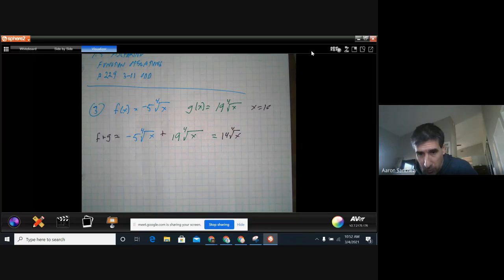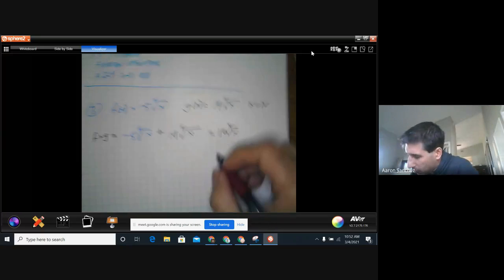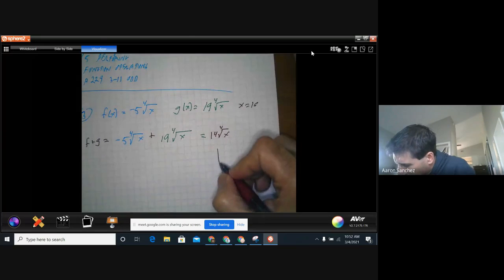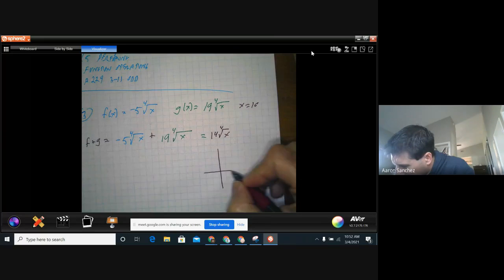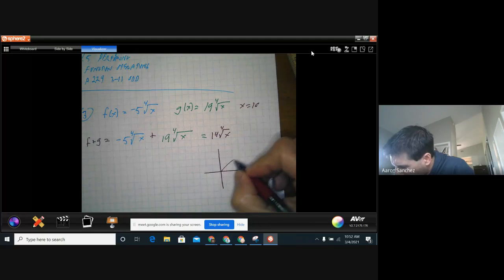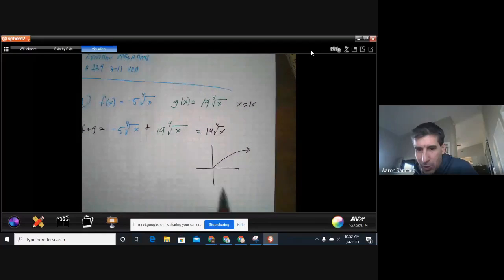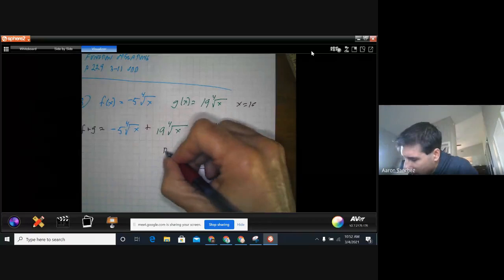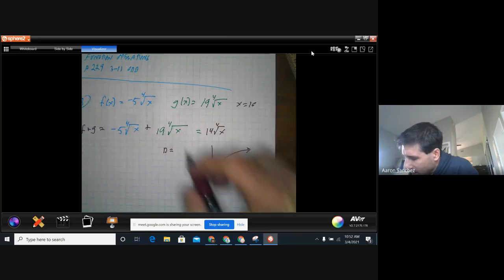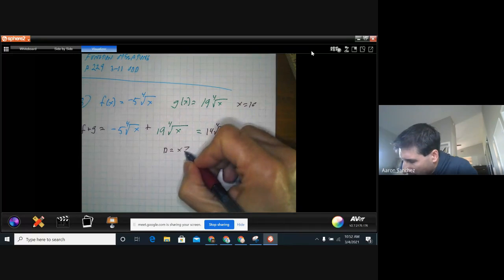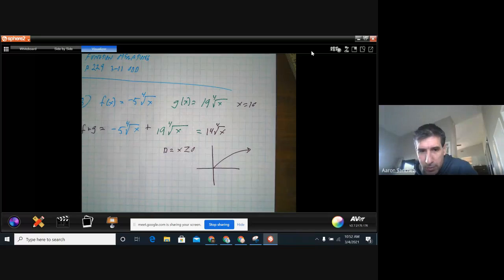Now, remember, the domain is x to the fourth. And if we remember, x to the fourth is like x squared. It would look something like this. Woo! It's just going to be stretched like crazy. But we know that the domain is going to be x is greater than or equal to 0, right? That's the domain.